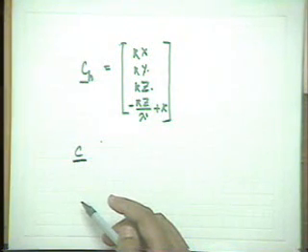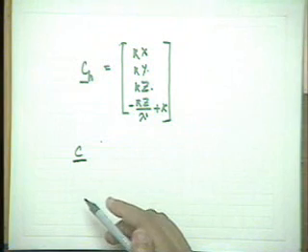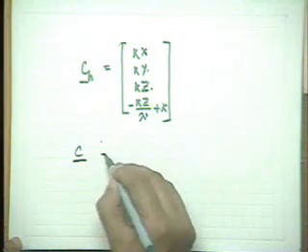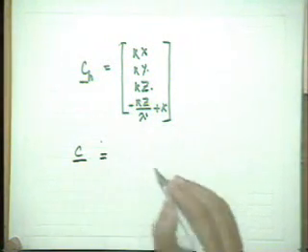Has anybody come up with the result? Lambda x divided by lambda minus z, lambda y. Okay, I have got the correct answers from you.